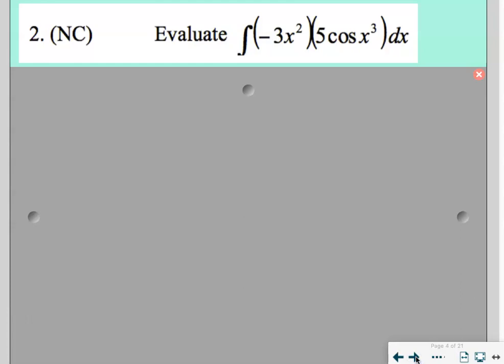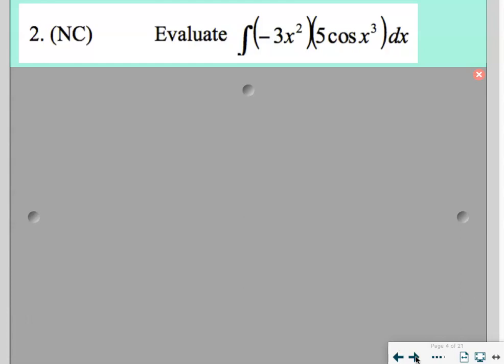For this one, your u cannot be cosine? Why can your u not be cosine? Because you don't have a sine, right? If your u was cosine, you'd have a du of a sine, and you have no sine there to replace with a du, right? You have to have the derivative of whatever you're writing in there somewhere, in some form or fashion. So the u cannot be cosine.